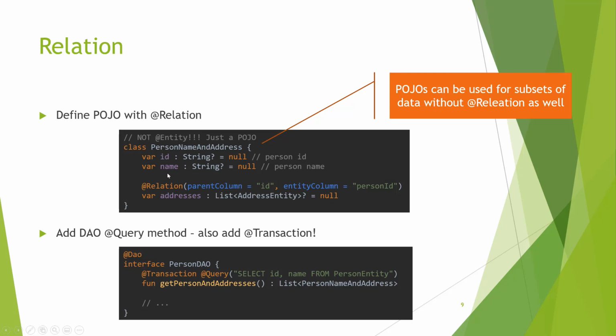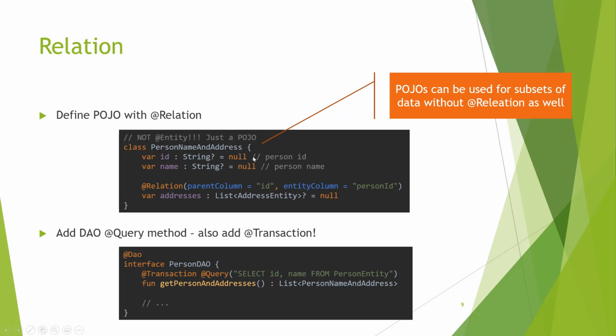So these would be for ID and name for the person, and then a list of his addresses to read in. And we set this relation up here saying it's a one person to many addresses relationship. The parent column is ID. That's the ID here that we see in person name and address. And the entity column is person ID. In each one of these address entities, we're going to look for a person ID that matches this ID up here.